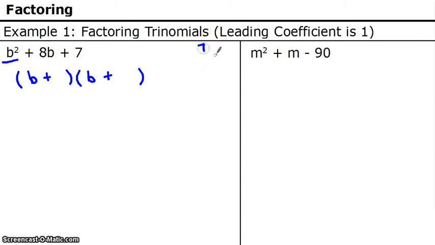So out to the side over here, write down the number 7, and write down all the possibilities of things that multiply to equal 7. Well, 7 should be an easy one because it's a prime number. There's only one combination, 1 times 7. That's the only one. And hopefully those add up to 8, which they do. So b plus 1, b plus 7.